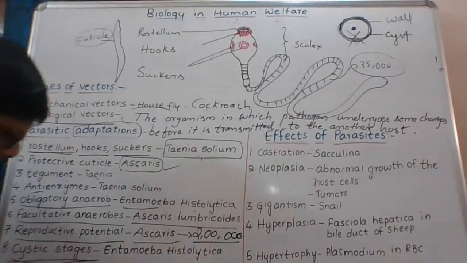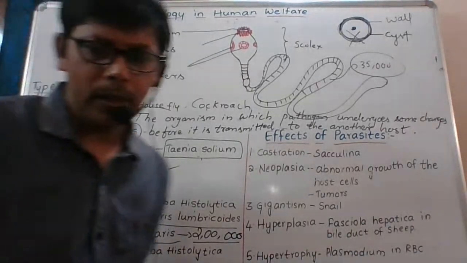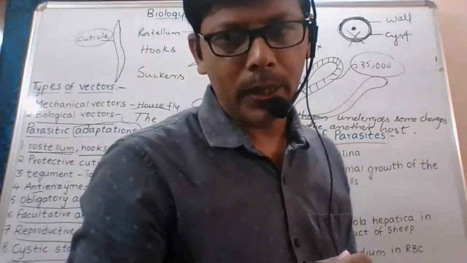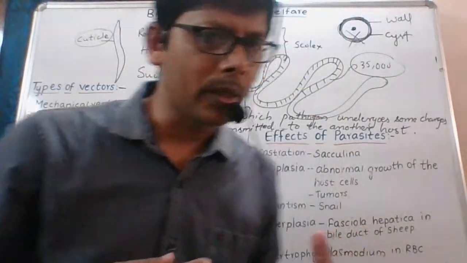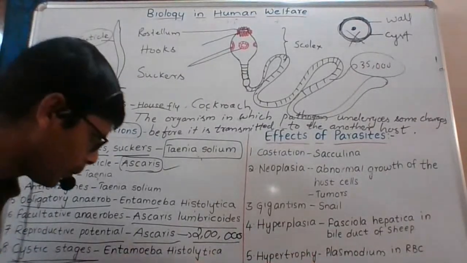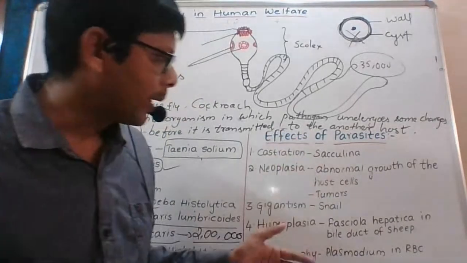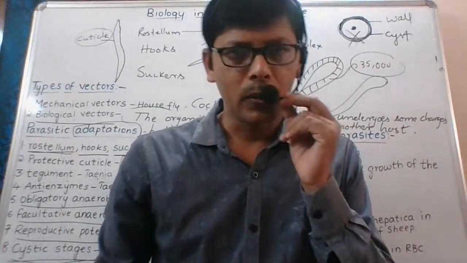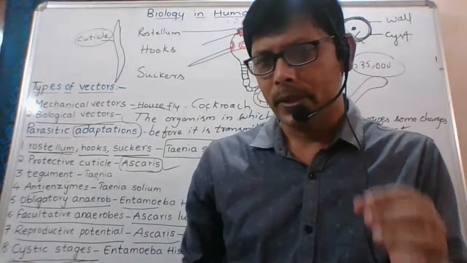Next one, polyembryony and smart parasites. I will explain those two, but we are running short of time. It is already 12:37. I will resume our lesson from tomorrow, starting from polyembryony; the remaining part will be explained in tomorrow's class. Okay, I stop here.